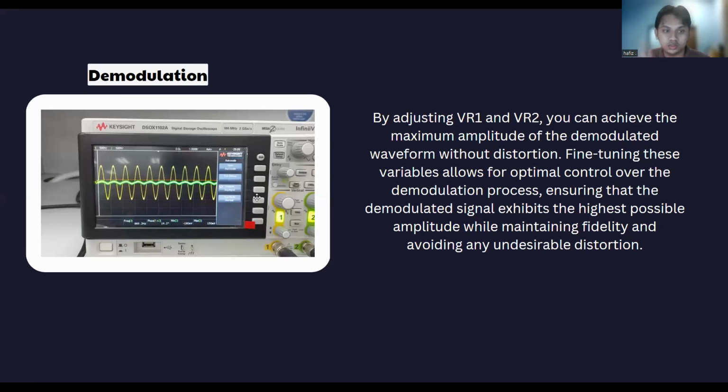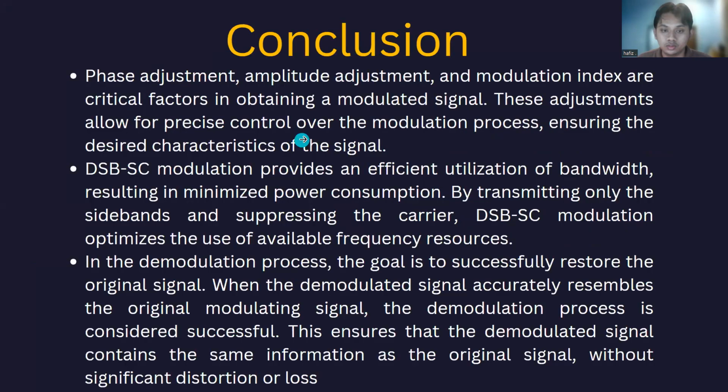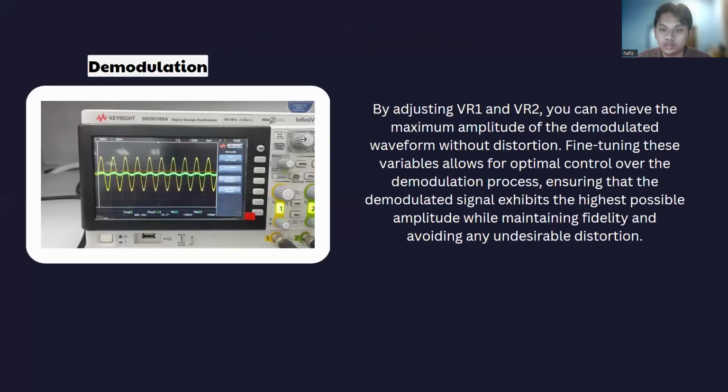For the demodulation, we can say that by adjusting VR1 and VR2, we can achieve the maximum amplitude of the demodulated waveform without distortion, and fine-tuning these variables allows optimal control over the demodulation process. It will ensure that the demodulated signal exhibits the highest possible amplitude while maintaining fidelity and avoiding any undesirable distortion.